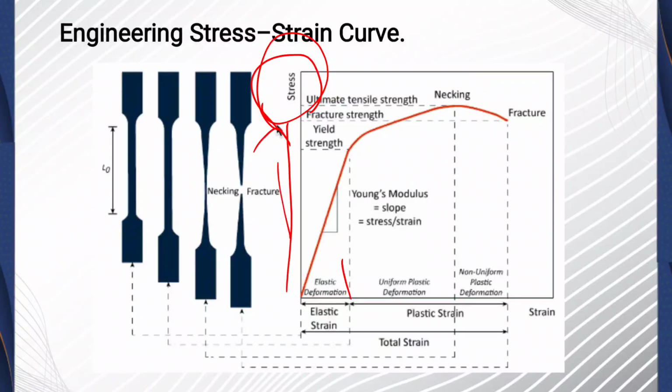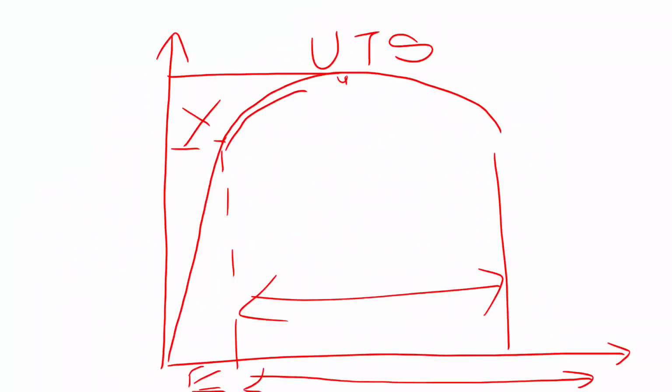In this graph, here is the rise in the curve, and this point is called UTS. This is the maximum stress the material can withstand. So here is the maximum strength, which means here it is the UTS.